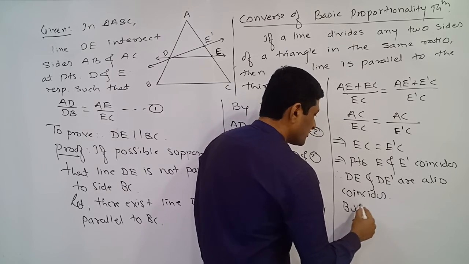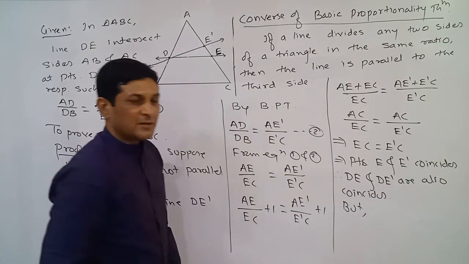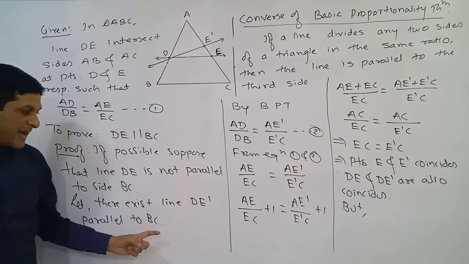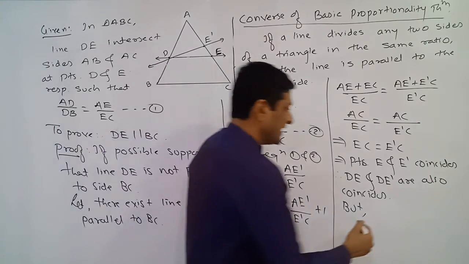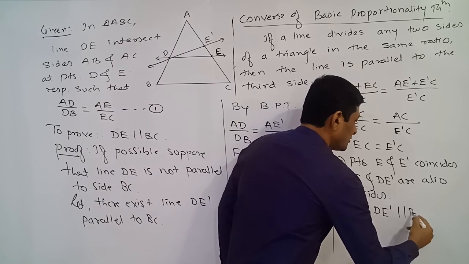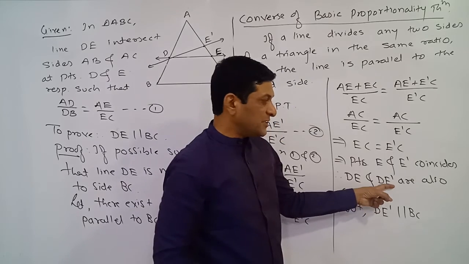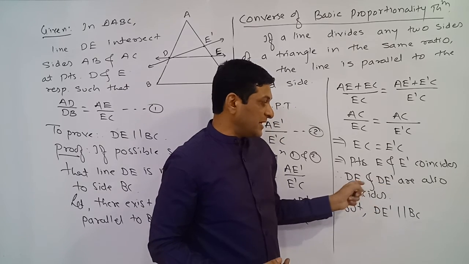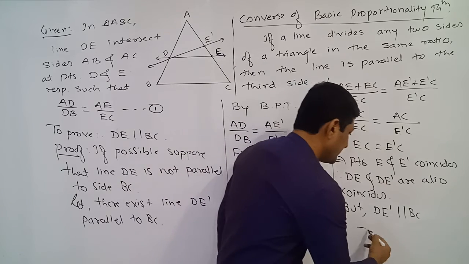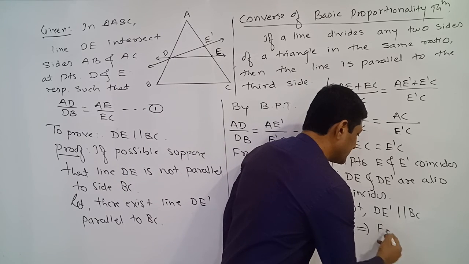But according to our supposition, what is our supposition? DE dash is parallel to BC. DE dash is parallel to BC, but DE dash and DE are one and the same segment, coinciding with each other. So this implies that DE is parallel to BC.